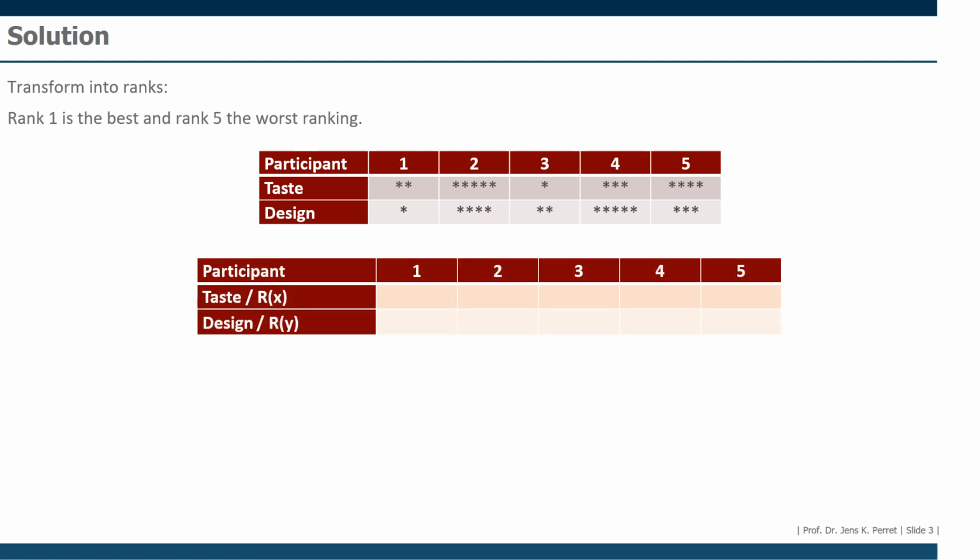Then if I transform this, here I have 2 stars with the first one with taste. This translates into a 4 since it's the second worst one. Then we have here for the second participant, he rates this with 5 stars, which is actually the best one you could get. So this is rank 1. We're going to do this similarly. 1 is the worst one here, so he gets a 5, 3 and 2. And then we do the same thing for design, giving us this ranked data set.